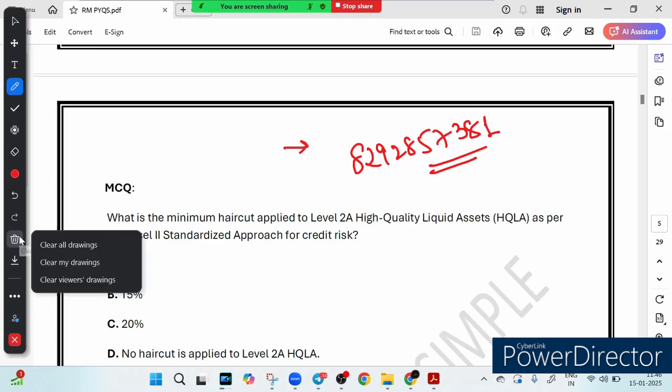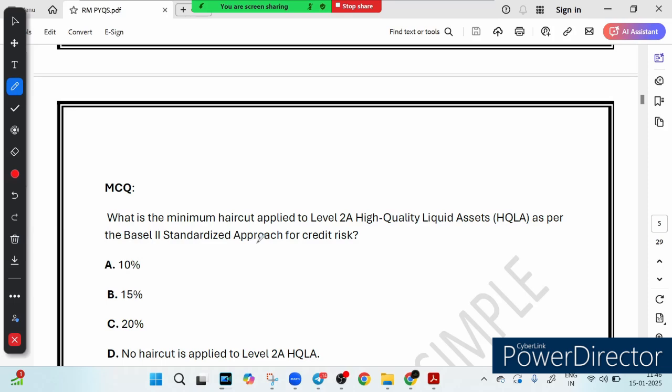Now let's move on to the next question. The question is in front of your screen: what is the minimum haircut applied to Level 2A HQLA as per the Basel II standardized approach? Let's see. So friends, the options are 10%, 15%, 20%, no haircut is applied. The correct answer is 15%, option number B.